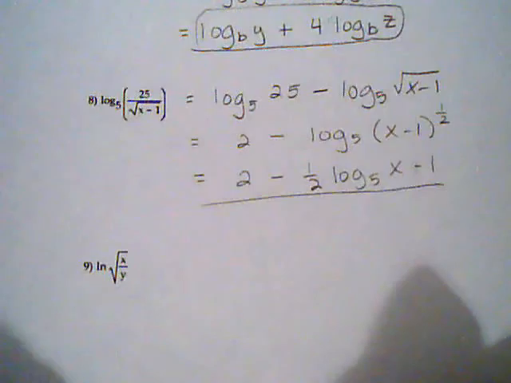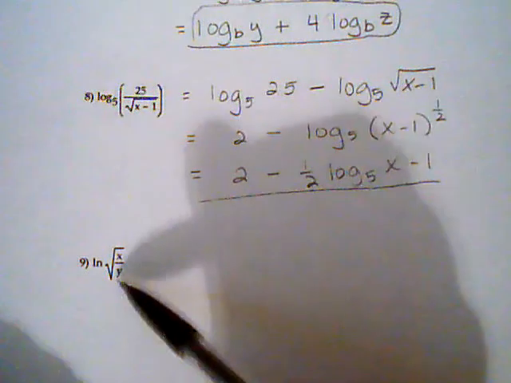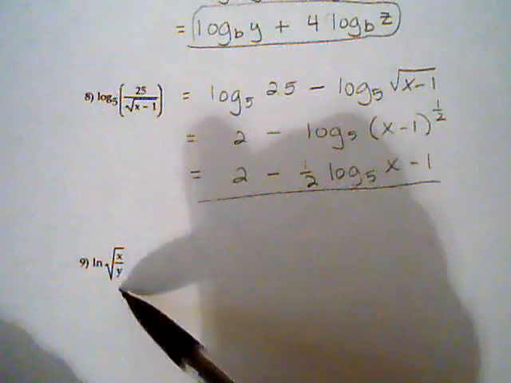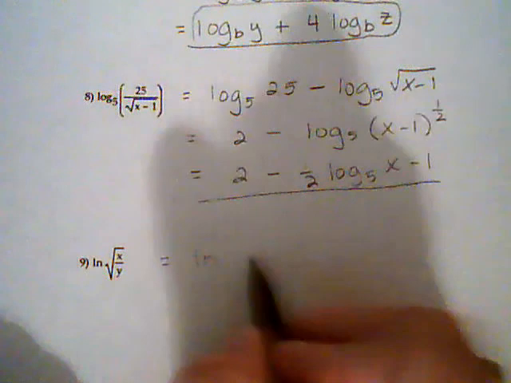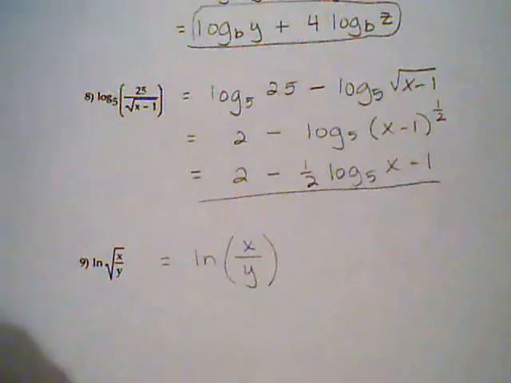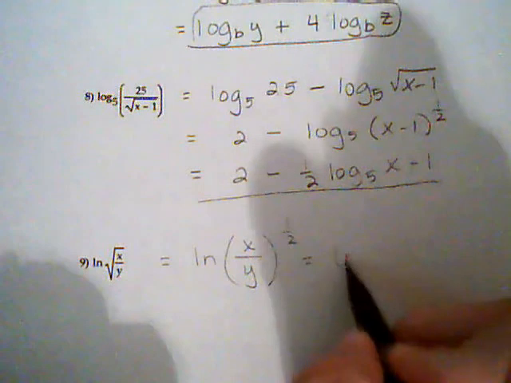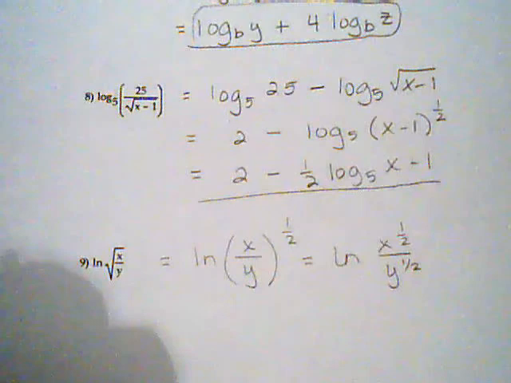Okay, number 9, you have the natural log of the square root of x over y. So again, we still have a quotient. Both of my variables are underneath the radical. So what I'm going to do first is rewrite this and say this means the natural log of x over y, all in parentheses, to the 1/2 power. Okay, which we know the 1/2 would apply to the numerator and to the denominator.